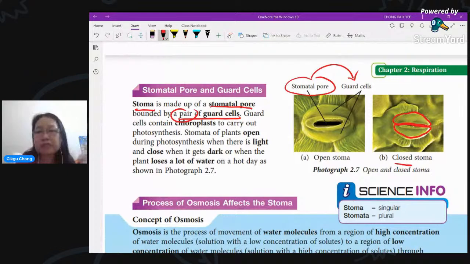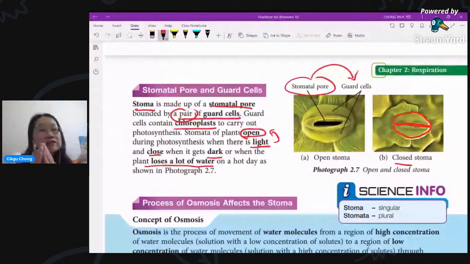Okay, and then they open because they are stimulated by light. So remember this, light actually opens the stoma because the guard cells will open like this. They become more turgid. I'll explain to you what turgid is. They will close when it is dark, or when the plant loses a lot of water on a hot day and there's not enough water in the ground to replace the water that is lost, then the plant will start to wilt and the stoma will close.